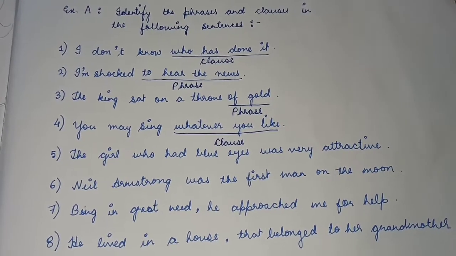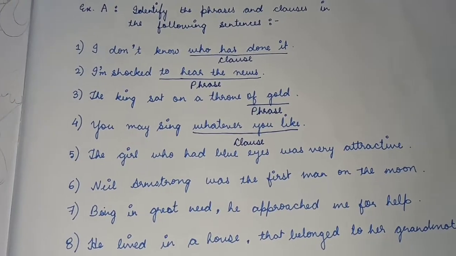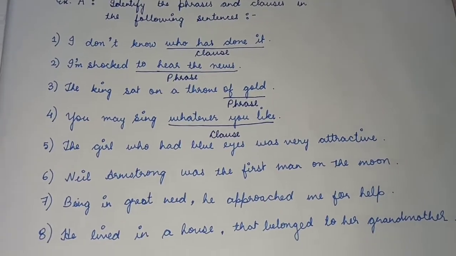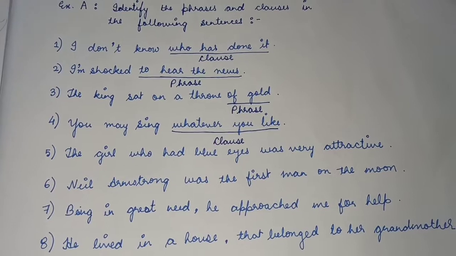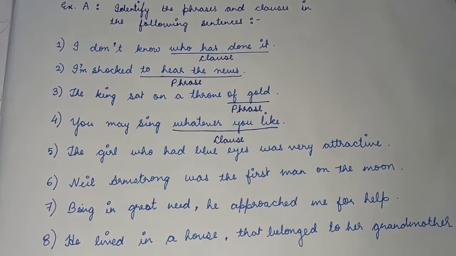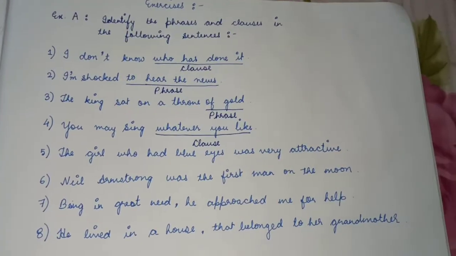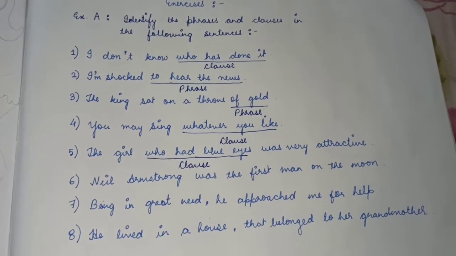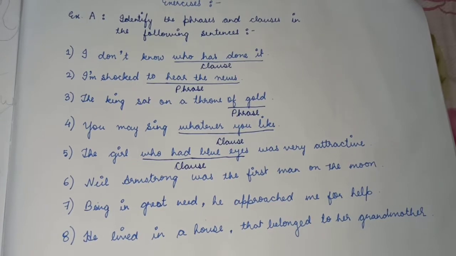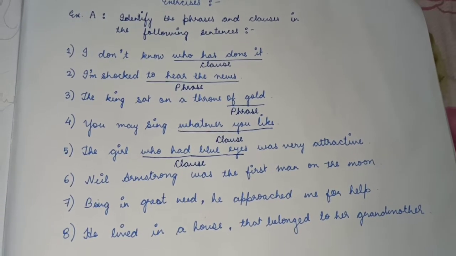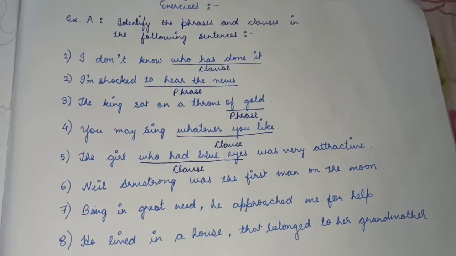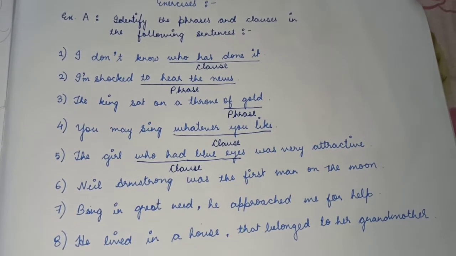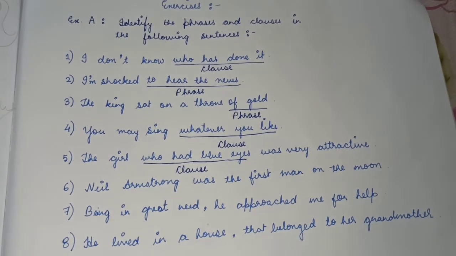Please note that predicates are also not so necessary for clauses. The next one is, the girl who had blue eyes was very attractive. It has a clause, that is, who had blue eyes. This is because here we have the subject as who, which refers to the girl, and we have a verb that is had, and also a predicate, that is had blue eyes.